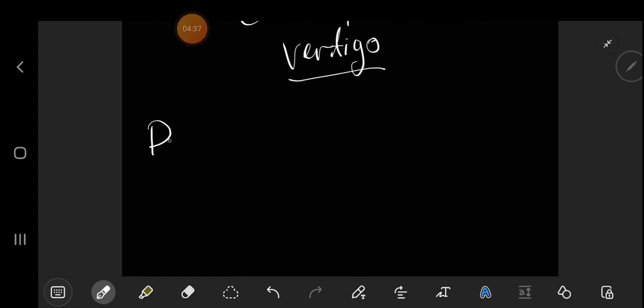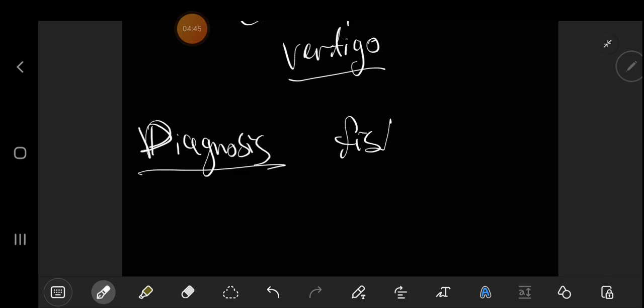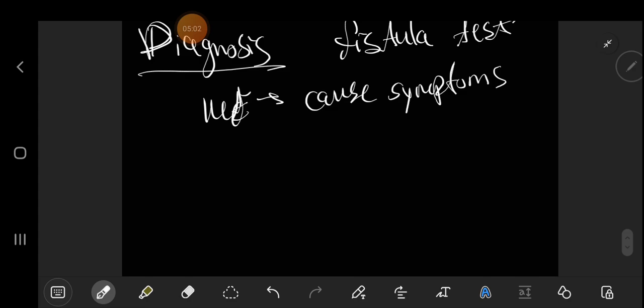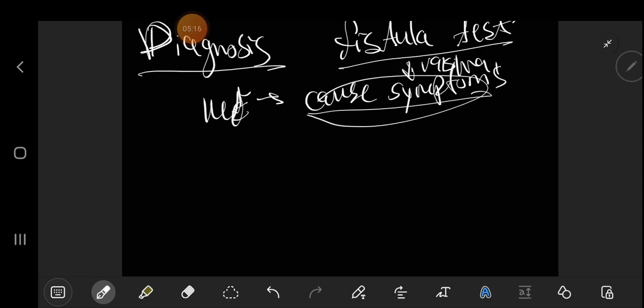And the diagnosis is not very easy. The diagnosis is clinical with, for example, what is called the fistula test, which is making increased pressure in the middle ear, and this should cause the symptoms of vertigo. So pneumatic otoscopy or Valsalva maneuver should be the fistula test, and this Valsalva or exercise or heavy lifting can cause the symptoms of the pathology.